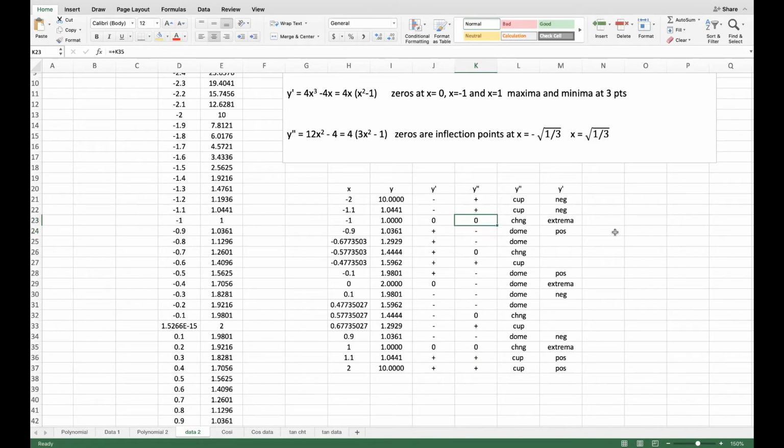Okay, now this is -1. That's going to be positive, and right there. Why is it doing this? This is positive, and this is also positive.